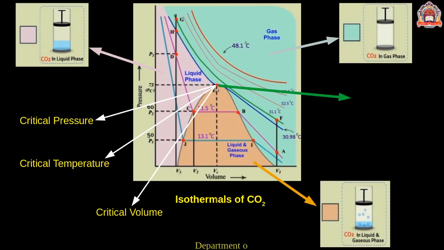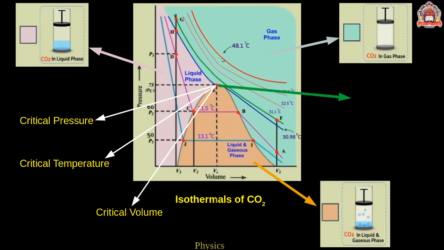The region below this parabolic region represents the equilibrium of vapor and liquid states of the substance. To the right of the parabolic region, the curve represents the gas phase, or vapor phase, while the left represents the liquid phase, this one. The region above the critical isothermal curve represents the gaseous state.